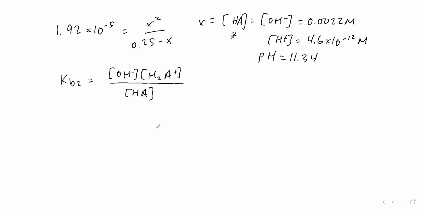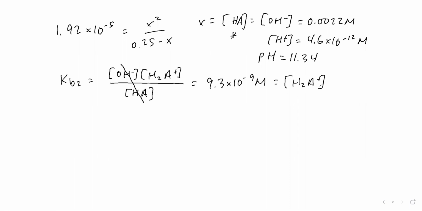Okay, and when we look back at that previous page, actually, we don't have to look at the previous page at all. It's right here in front of us. We see that the hydroxide concentration and HA are equal. And so therefore, H2A+ equals Kb2. That value is 9.3 times 10 to the minus 9th molar. So the concentration of H2A+ is literally equal to Kb2.